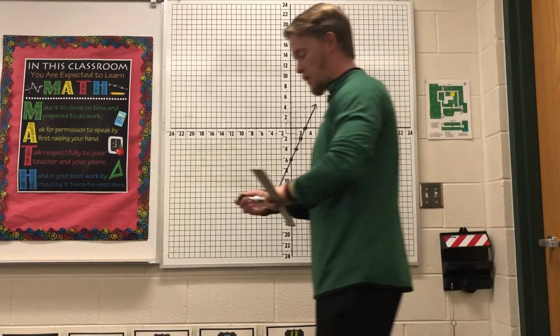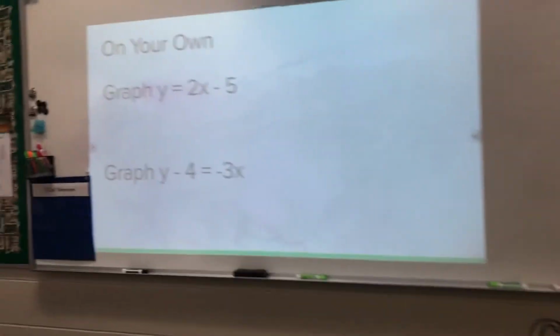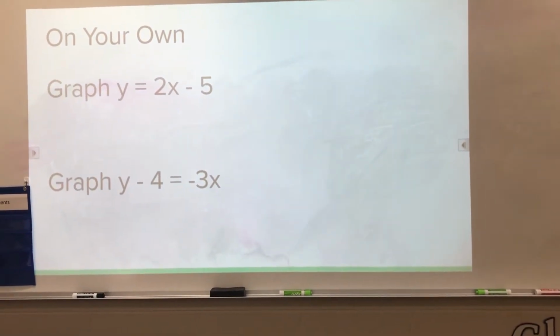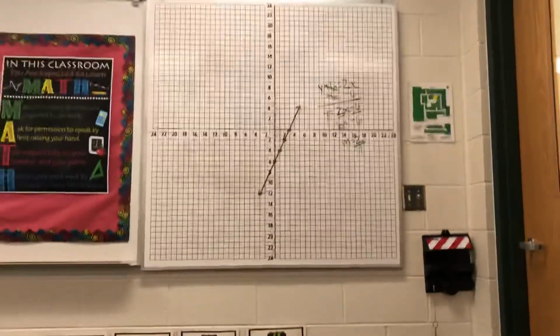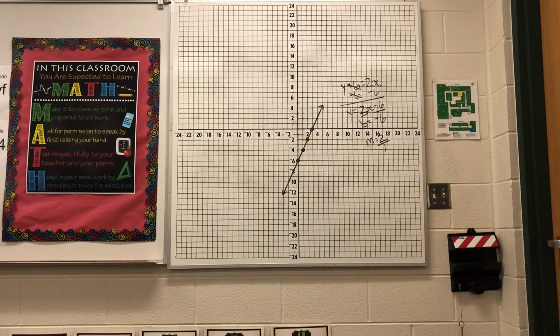Okay, so I'm going to go over here. We're going to try and do a couple on your own. Okay, so I'll just carry the phone over so you can write these down. Then we'll move back over to the coordinate plane. Okay, so take a second, write those down. We're going to graph y equals 2x minus 5 and graph y minus 4 equals -3x. So once you've written those down, we'll move back over here, and we're going to graph those on the coordinate plane.